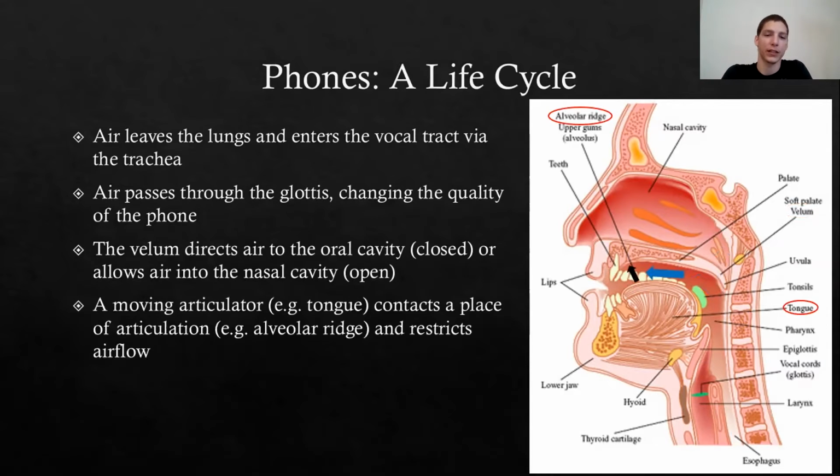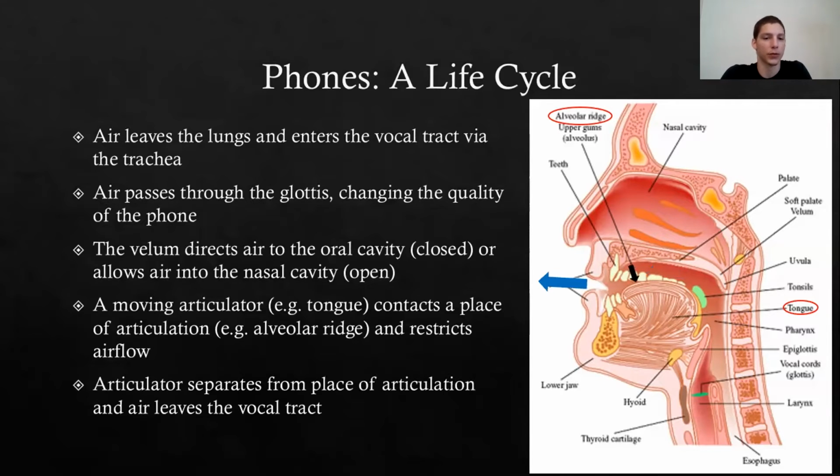So let's say, for the sake of argument and illustration, that we currently have the velum closed, and so air gets sent into the oral cavity. Then a moving articulator, for example the tongue, will make contact with a place of articulation. It'll find somewhere in the mouth and impede airflow in some way. If the tongue moves to the alveolar ridge, for example, that restricts airflow and briefly stops it. Or it can restrict it in other ways, depending on how tight the constriction is between the moving articulator and the place of articulation.